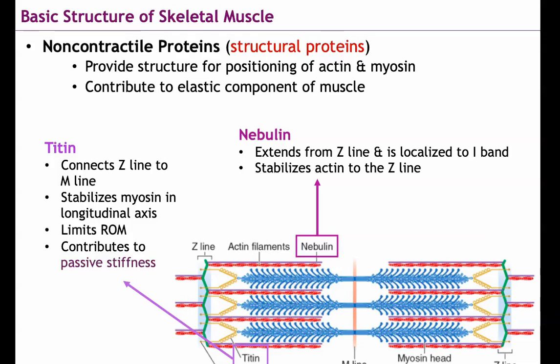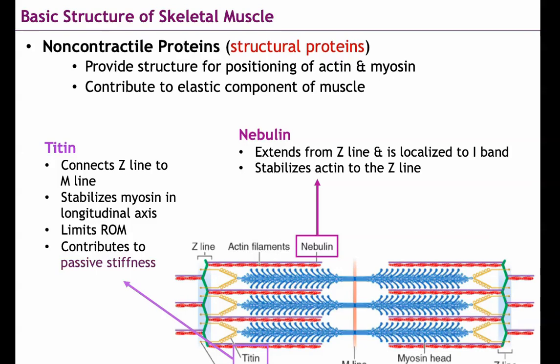Passive, not active. Active is like if I actively contract my muscle. Passive is if I just go down into a stretch or if I touch my toes. So if I go down and touch my toes, stretching my hamstrings, what happens here? Well, titin will respond, and it basically is going to limit range of motion.